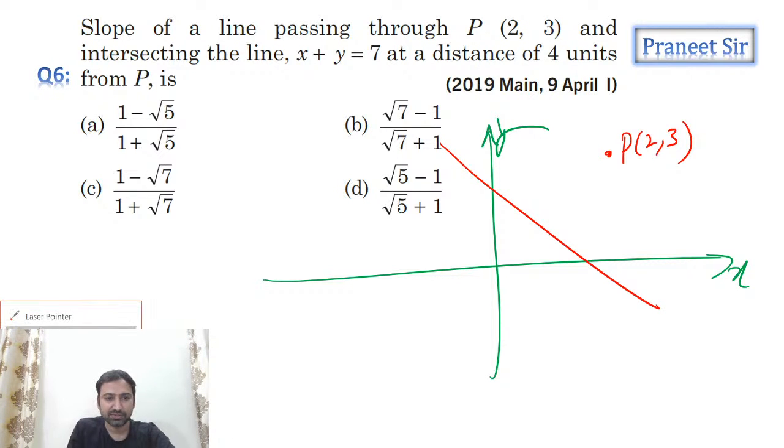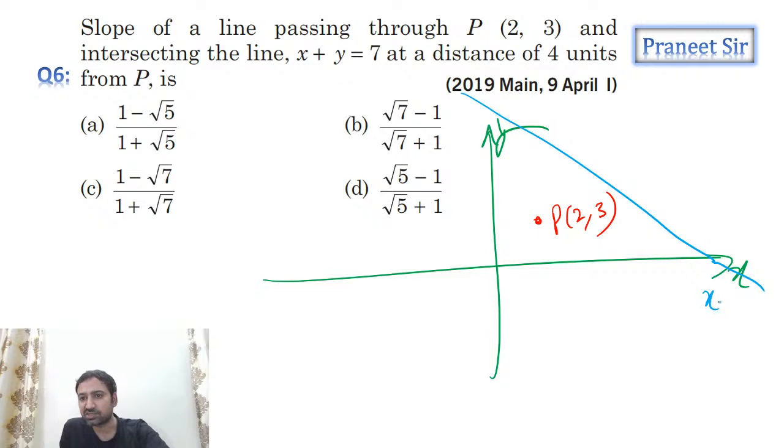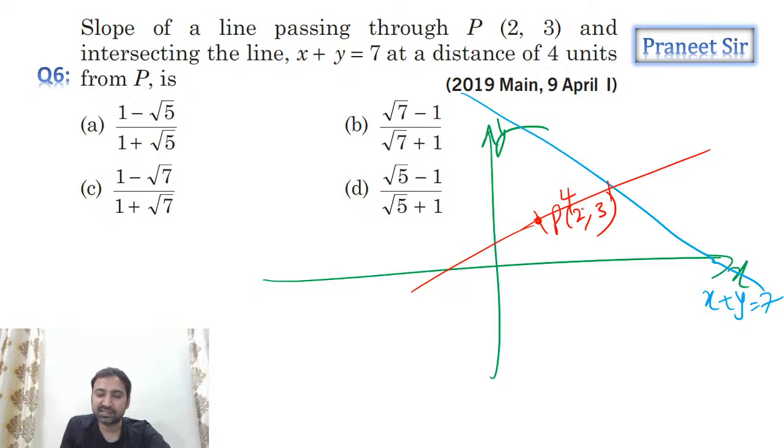Let me rewrite this. The point should be near the origin, so that's why I'm taking the point near the origin as (2, 3). And there is a line away from the origin, which is x + y = 7. There is a line passing through this point P, which intersects at a distance of 4 units from P. This total distance is given as 4 units.